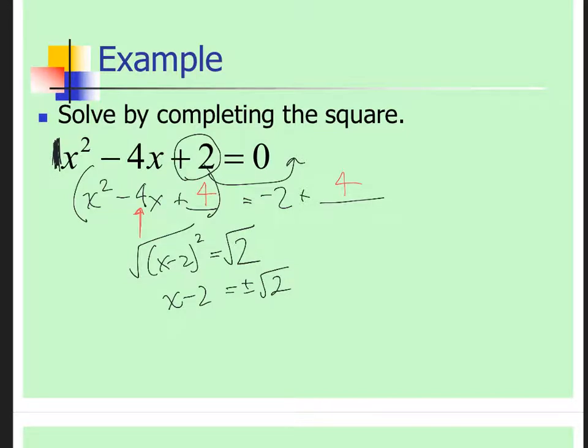And my last step is to move this -2 to the other side. Because again, I'm solving for x. I want to know what x equals. So x equals 2 plus or minus rad 2. All right, let's try another one.